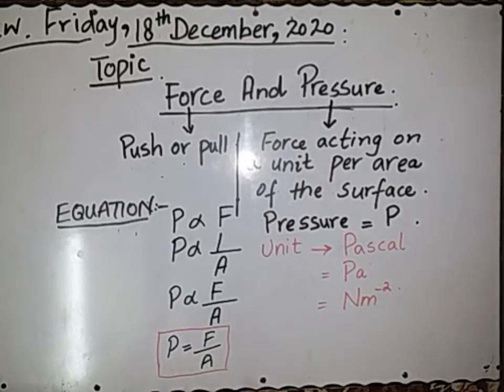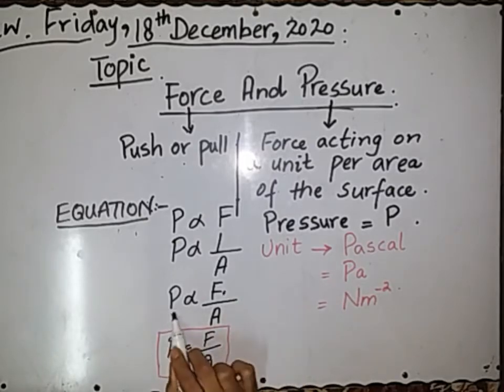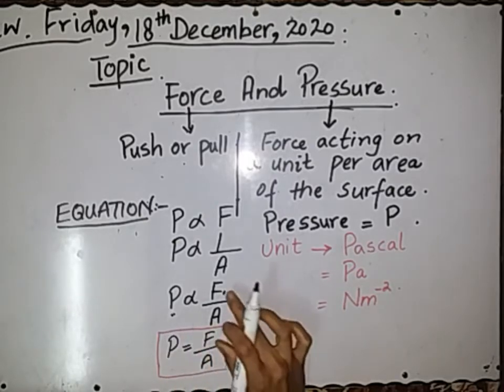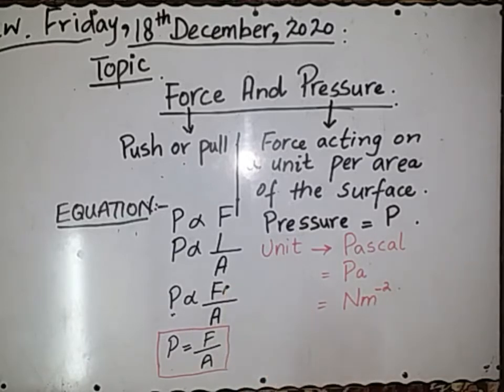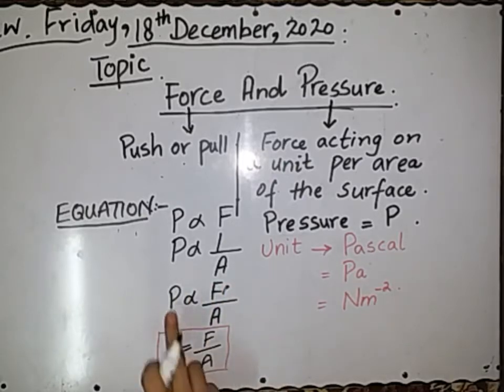This formula shows us that pressure is directly proportional to the force. The greater the force applied, the greater the pressure produced. For example, when we apply a large force on an object for lifting, for doing work, then more pressure will be produced. So, the higher the force, the greater the pressure.